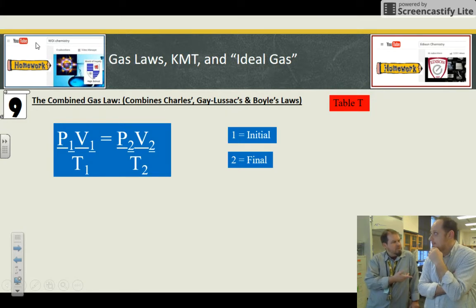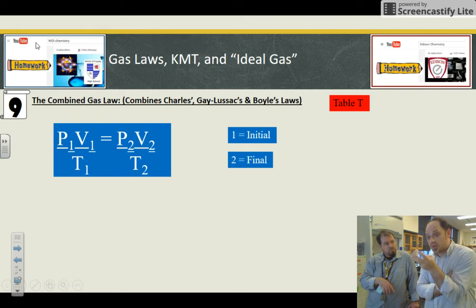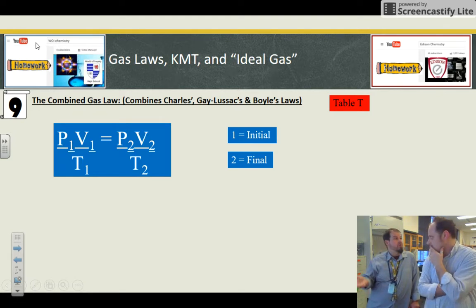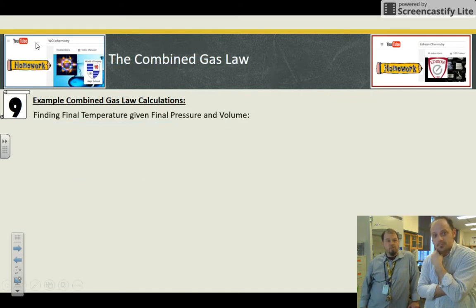You know what we didn't do either? With Gay-Lussac's law and Charles' law and Boyle's law, we didn't break them down this way, did we? Nope, because those 3 laws were combined to make this law. And guess what? Those ones aren't in the reference table. So we only need to do it here.